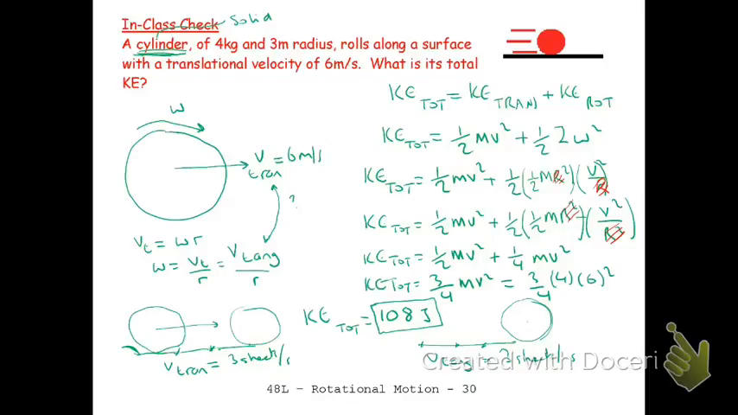And this is the game you play. If I had a hollow hoop, that would have been 1, so it would change the size of this fraction. If it was a solid sphere, that would be 2/5, and it would change the size of this. But the rest of it's all the same. Notice that R was completely irrelevant.